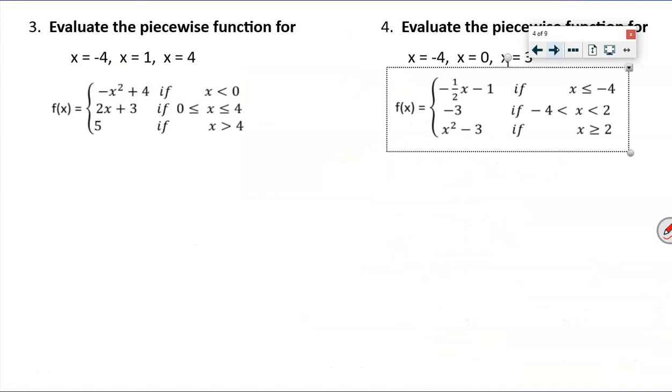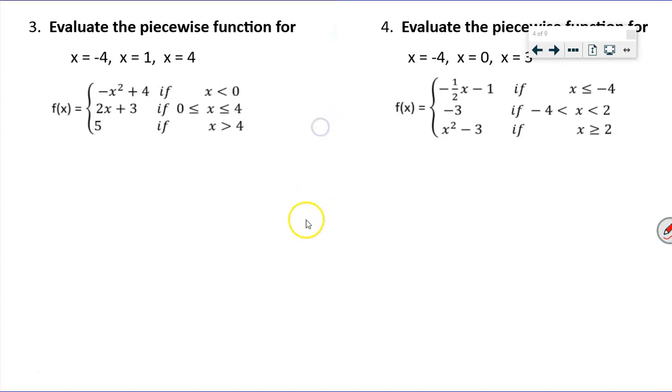So this one says evaluate the piecewise function. When we do this, we're going to put these values into whichever equation it applies to. The first one, -4, is less than 0, so we're going to put it in our first equation. That's going to be -4 squared plus 4. The -4 squared is a positive 16, plus 4, so this one is going to be equal to 20.